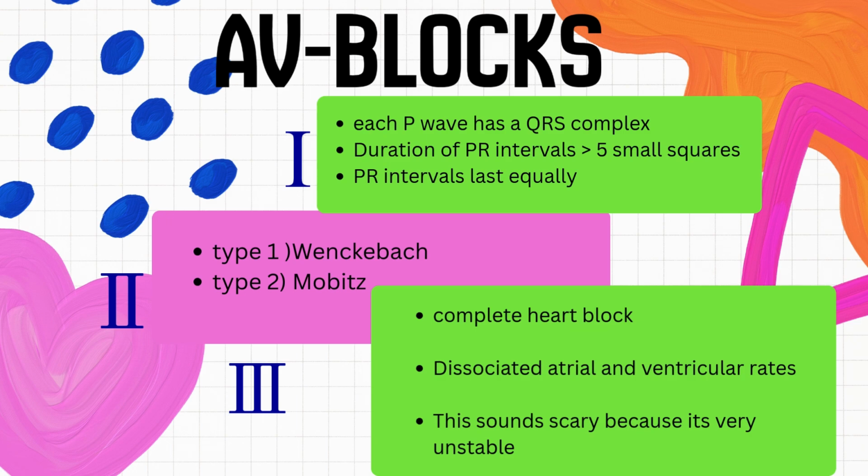Okay, in type 2, we have 2 subtypes. As I told you, AV block type 2 is called Mobitz. Mobitz type 1 is also called Wenckebach, and Mobitz type 2 is called Mobitz for short. I'm going to discuss this in the next slide.